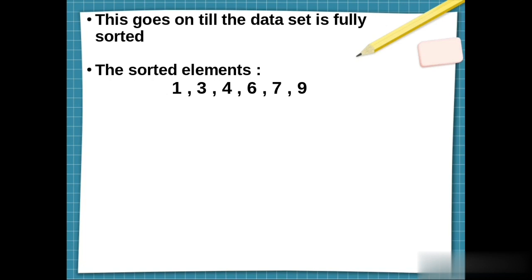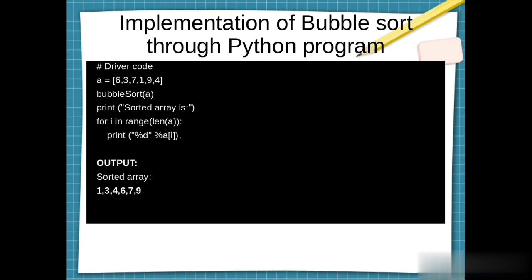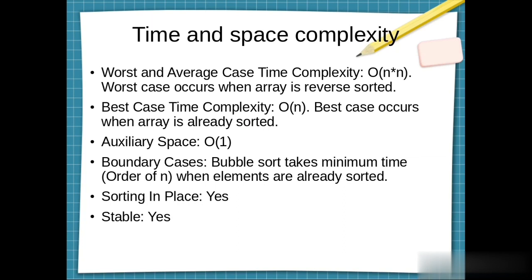Let me show you a Python program to execute this bubble sorting technique. I'm defining a function bubble sort with a as a parameter. I use two for loops to execute my bubble sorting algorithm. Here is the driver code, where I declare a as a list of unsorted elements. I call the function, and then I print the output. You can see here my output is a sorted array.